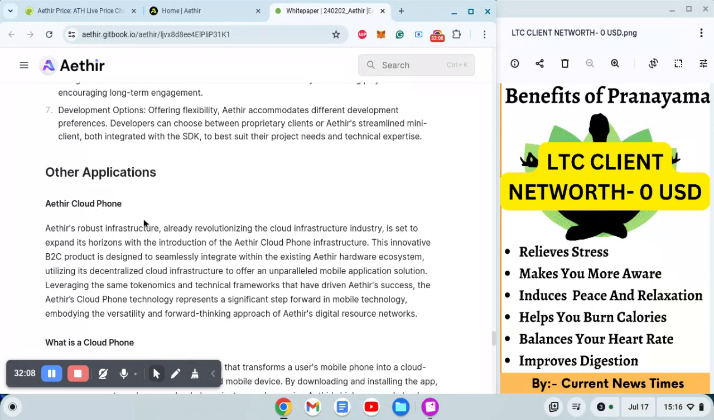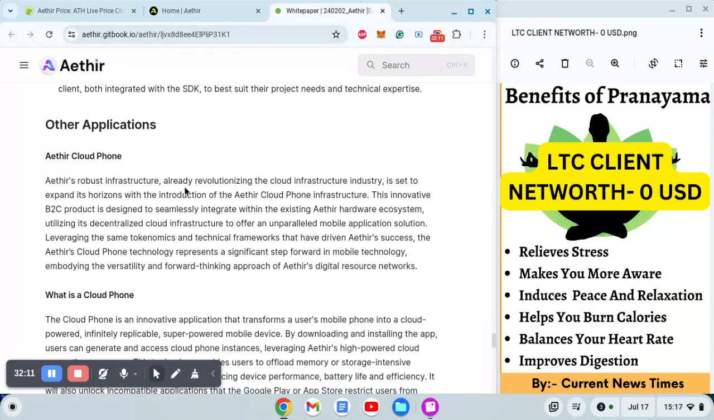Other applications. Aether Cloud Phone. Aether's robust infrastructure, already revolutionizing the cloud infrastructure industry, is set to expand its horizon with the introduction of the Aether Cloud Phone infrastructure. This innovative B2C product is designed to seamlessly integrate within the existing Aether hardware ecosystem, utilizing its decentralized cloud infrastructure to offer an unparalleled mobile application solution, leveraging the same tokenomics and technical frameworks that have driven Aether's success. Aether's cloud phone technology represents a significant step forward in mobile technology, embodying the versatility and forward thinking approach of Aether's digital resource network.